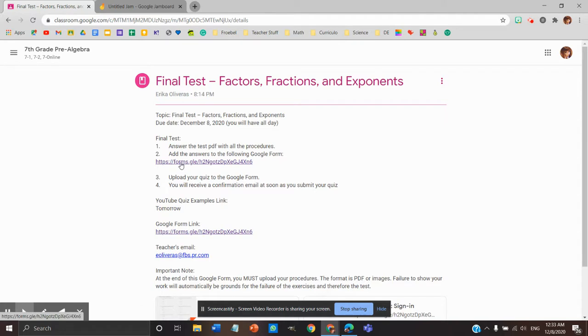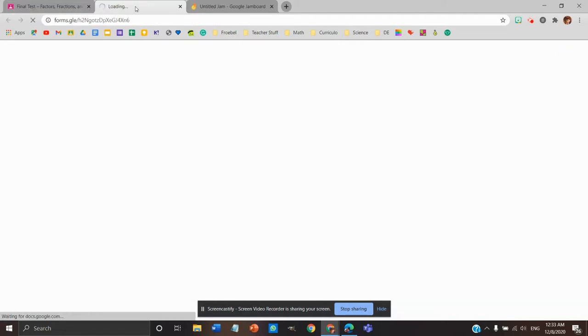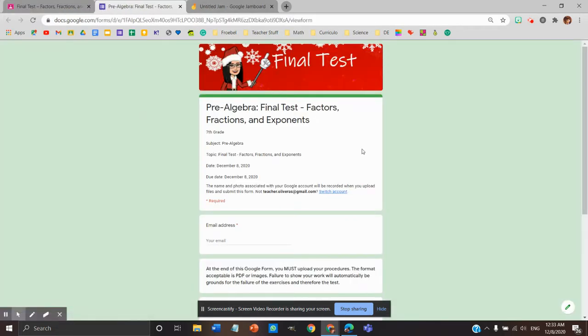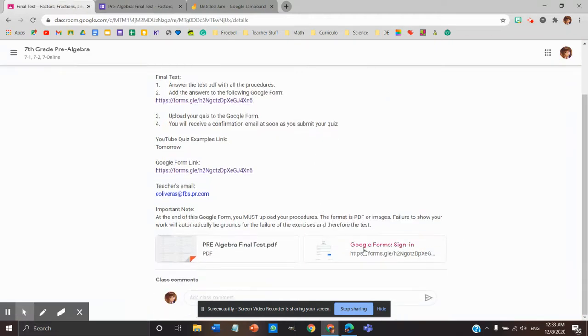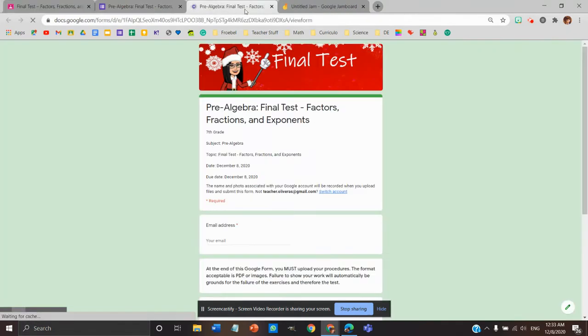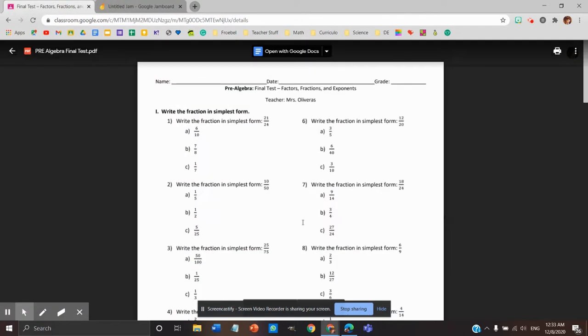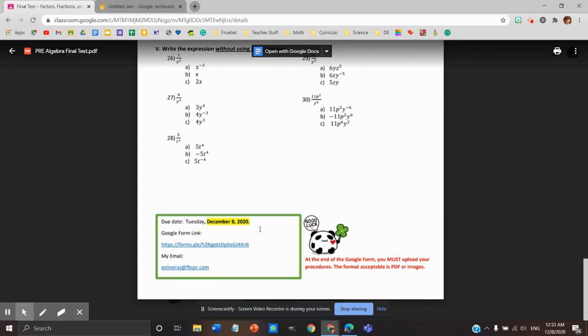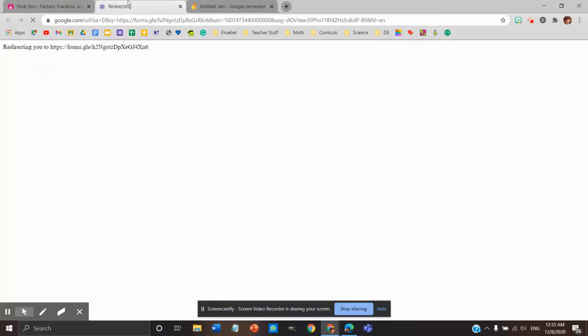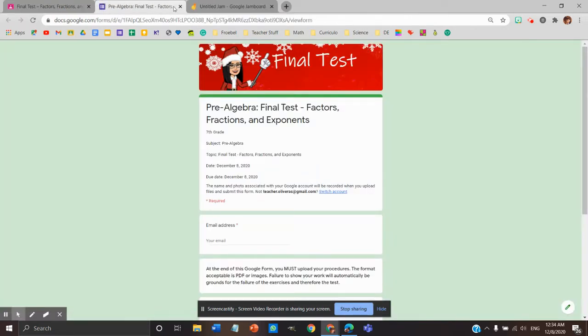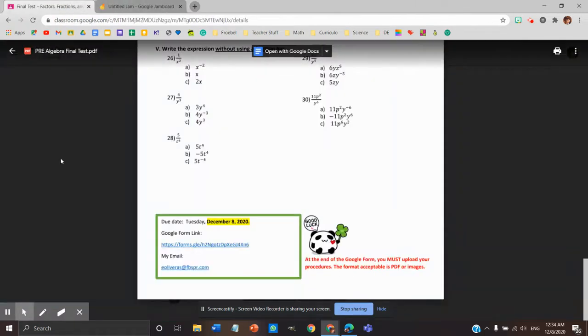Then you're going to go to your Google Forms. If you click it, it's going to take you to the Google Form. You can also click it here. It's also going to take you to the Google Form. And you can also, in your PDF at the end, have a hyperlink that will take you to the Google form. So there are a bunch of ways that you can go there.